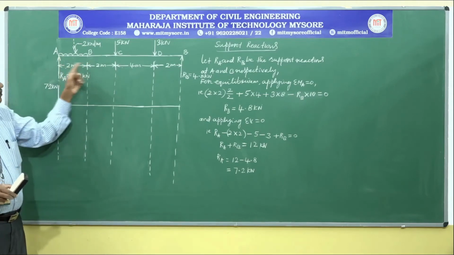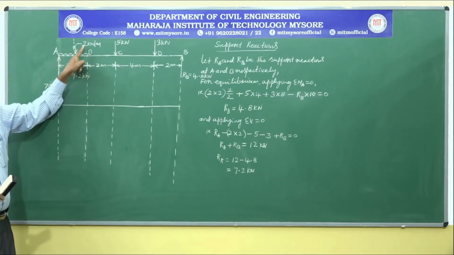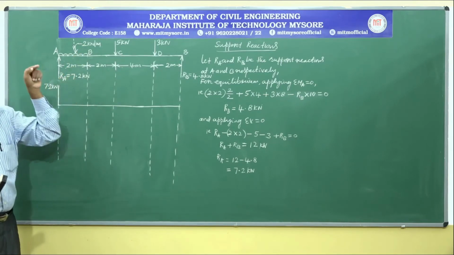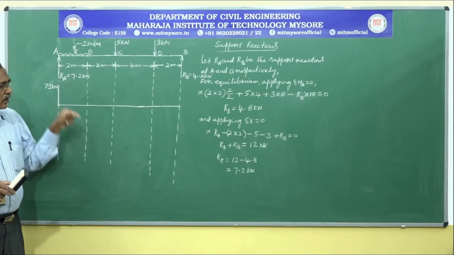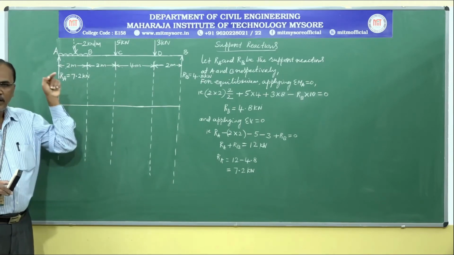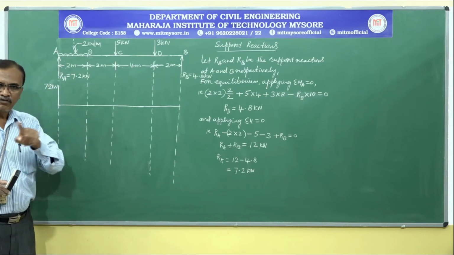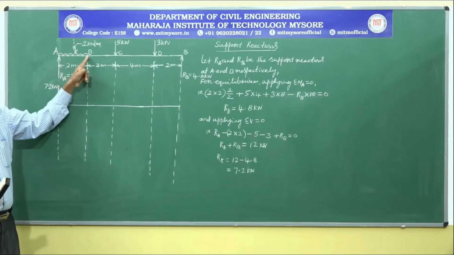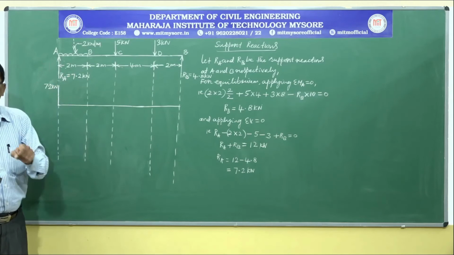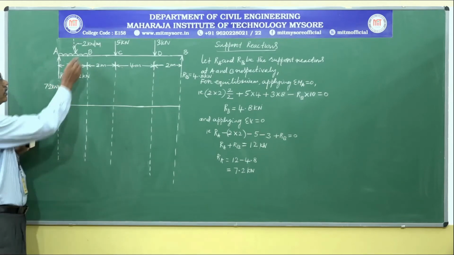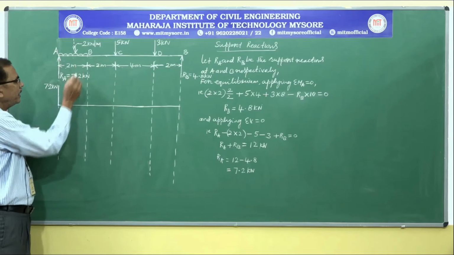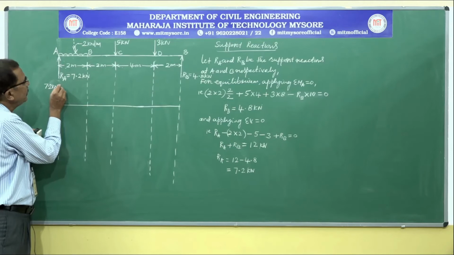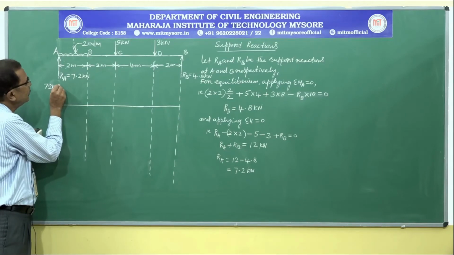From A to B, there is UDL. Convert this UDL to a point load, 2 into 2, 4 kilonewton. It is acting in the downward direction. To draw the shear force diagram, we have to move in the downward direction and follow the variation of shear force diagram for UDL. As we know, the variation for a uniformly distributed load is a linear or inclined line. Come down linearly by 4 kilonewton between A and B. So starting from point A, come down linearly by 4 kilonewton.